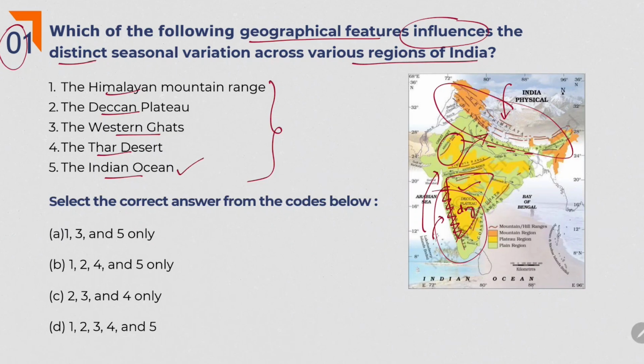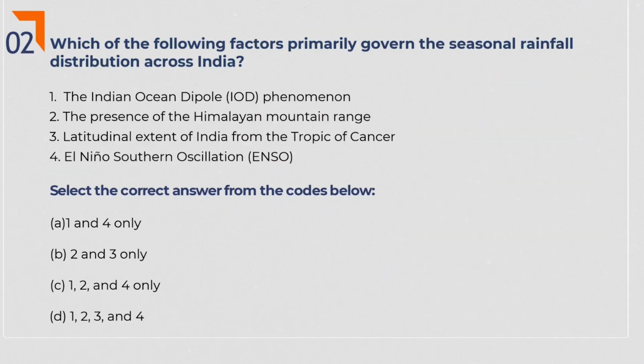And lastly, the Indian Ocean. The monsoon formation itself starts from the Indian Ocean. See, here the landmass is there and the ocean is there. Both get heated up at different temperatures. So this differential heating leads to pressure difference, because of which we see monsoon winds flowing to India. So we can say all of these features have some or other impact on seasons in India. So the answer is 1, 2, 3, 4 and 5.